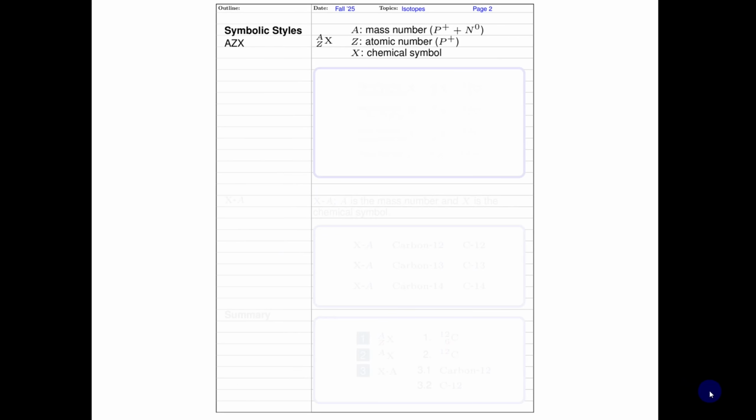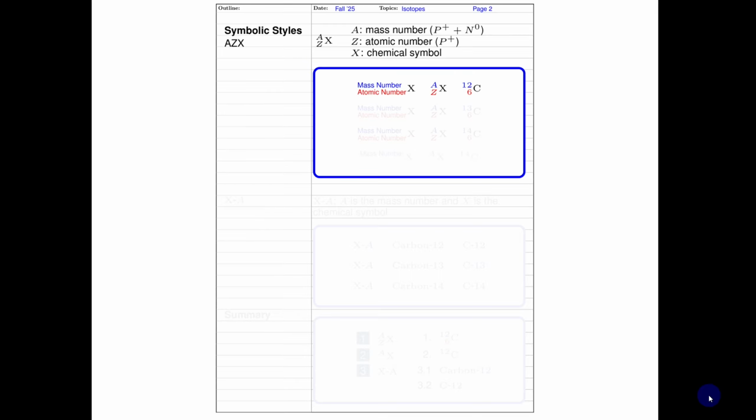Now let us see how the symbols are used in practice. A common notation style is the A Z X notation. This is also called nuclear notation. The mass number A is written as a superscript to the left of the chemical symbol, and the atomic number Z is written as a subscript to the left of the chemical symbol. Let us use carbon as an example. The chemical symbol for carbon is C, and the standard form of carbon has 6 protons and 6 neutrons. The number of protons is represented by Z, and the mass number indicates the total number of protons and neutrons. In this case, that is 12.